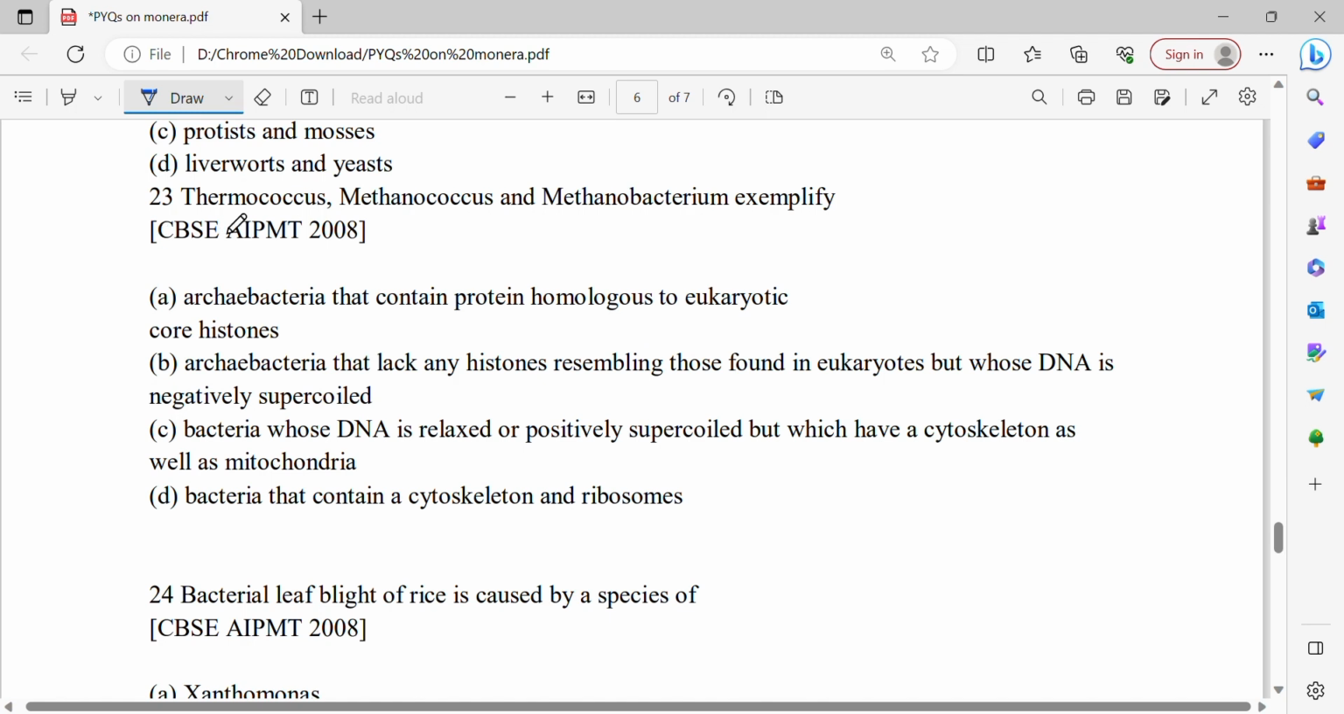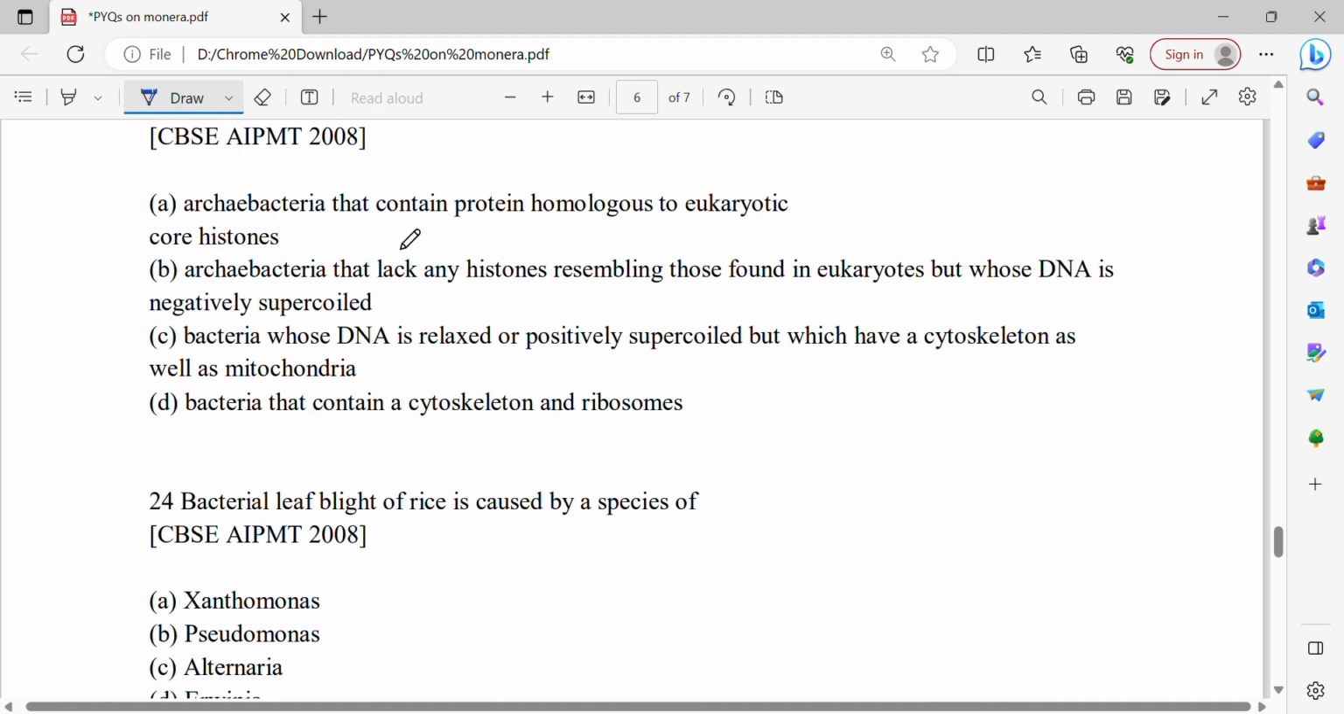Question number 23. Thermococcus, methanococcus and methanobacterium exemplify option A archaebacteria that contain protein homologous to eukaryotic core histone. Option B. Archaebacteria that lack any histone resembling those found in eukaryotes but whose DNA is negatively supercoiled. Option C. Bacteria whose DNA is relaxed or positively supercoiled but which have a cytoskeleton as well as mitochondria. Option D. Bacteria that contain a cytoskeleton and ribosome. And the correct option is option A.